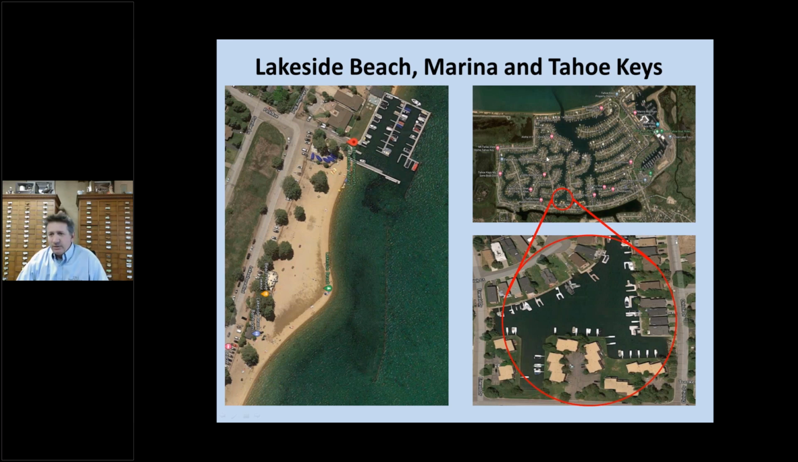On the right side is Tahoe Keys, and we are focusing on this lower section, which shows a blow up. It has a combination of a lot of boat slips, very deep areas and shallow areas.